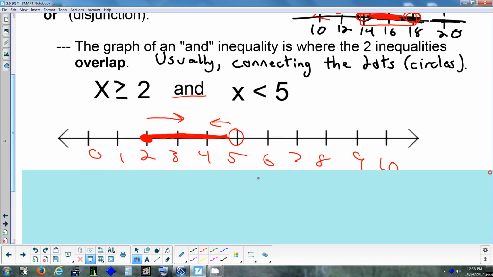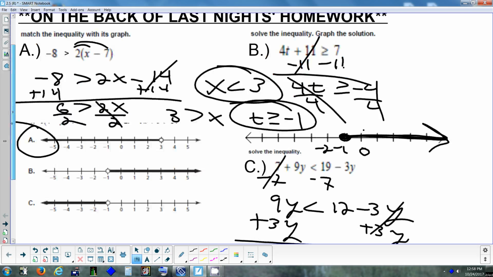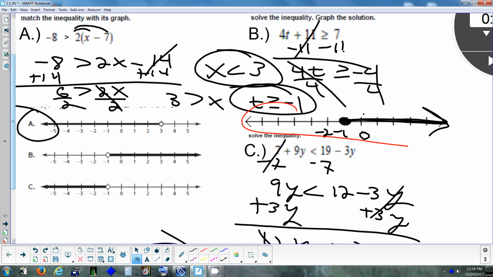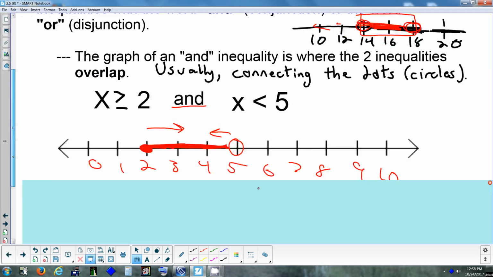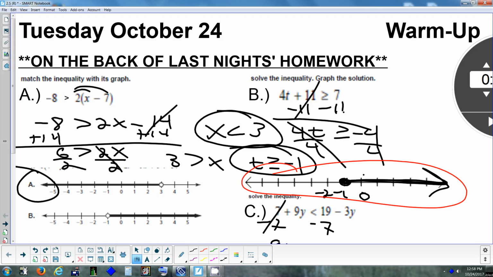So what's different about this graph? Look at that one that we have right there, and then look at this one right here. What's the difference between that one and that one? There's no conjunction, so how does it look different? What's the big difference, Savannah? One is going into each other.